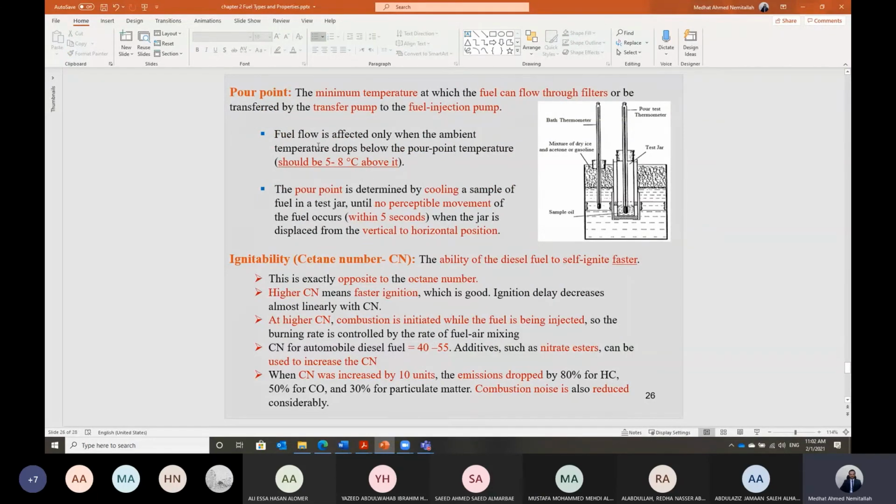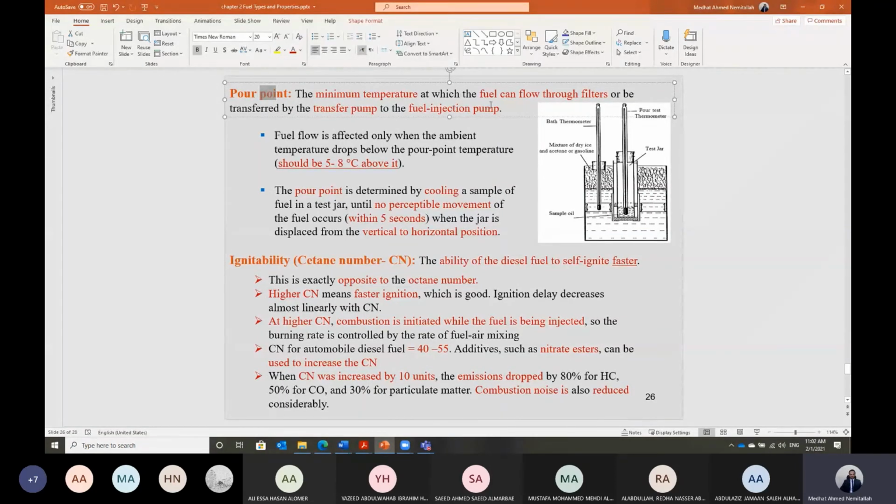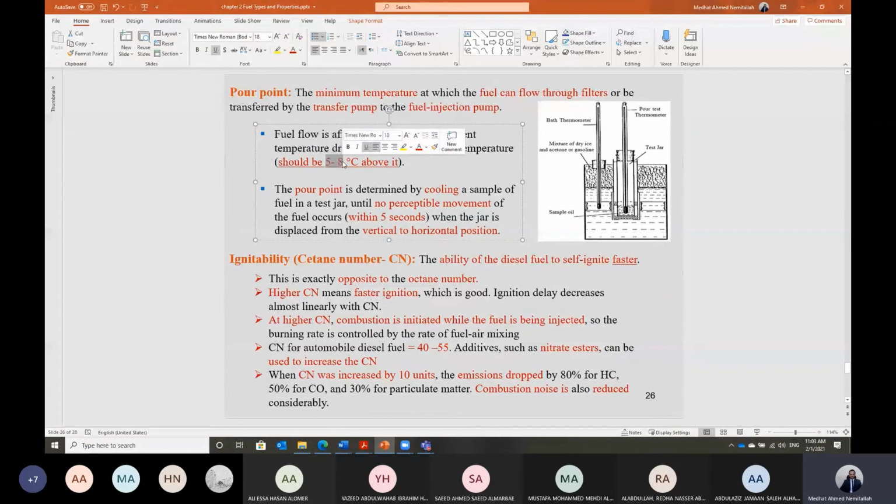Okay. Another property which is very important in addition to the viscosity for the diesel fuel is the pour point. Pour point, shabab, is the minimum temperature at which the fuel can flow through the filter and the fuel pump. If the fuel is at a temperature lower than the pour point, it will be very difficult to pump through the fuel pump, and it cannot move through the fuel filter. And in cold countries like Canada, the temperature of the fuel in the fuel tank should be above the pour point by 5 to 8 degrees C, so that the fuel can flow easily through the fuel pump and it can be injected through the fuel injector.